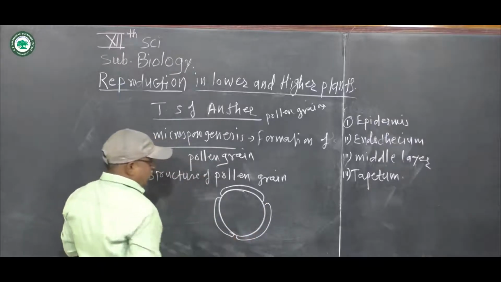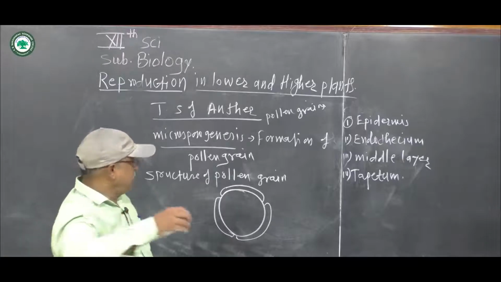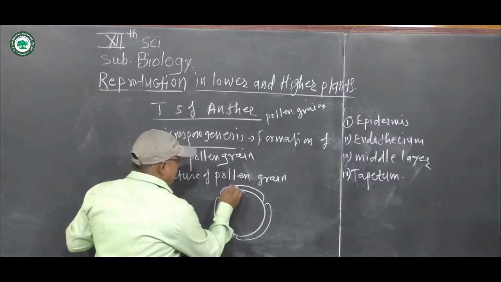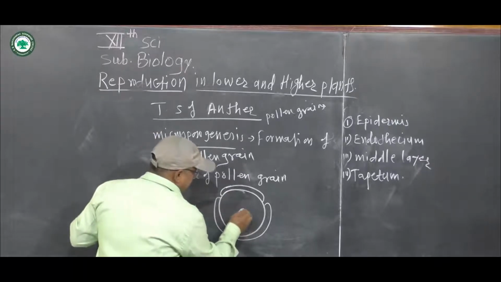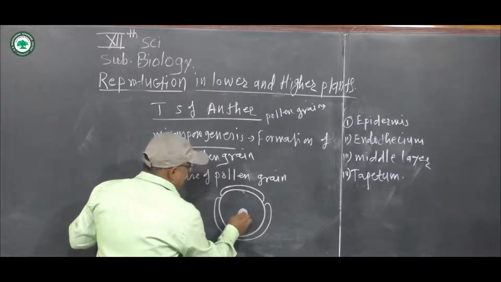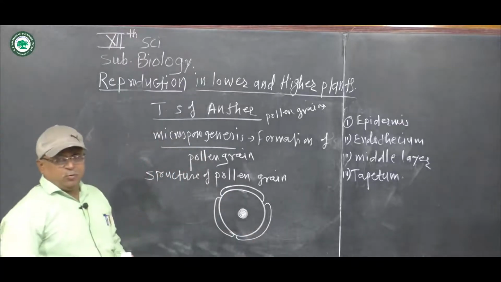How many germ pores are present on the pollen grain? How many layers are present on the pollen grain? How many pollen grains are formed from a single microspore mother cell?